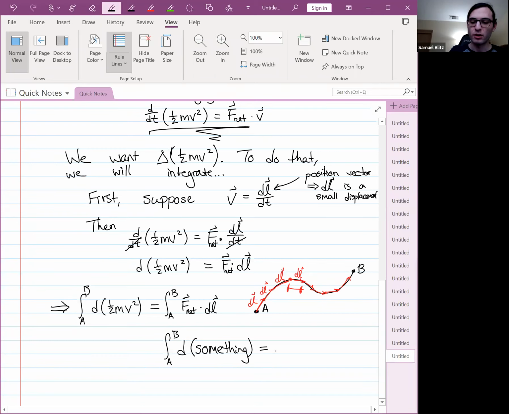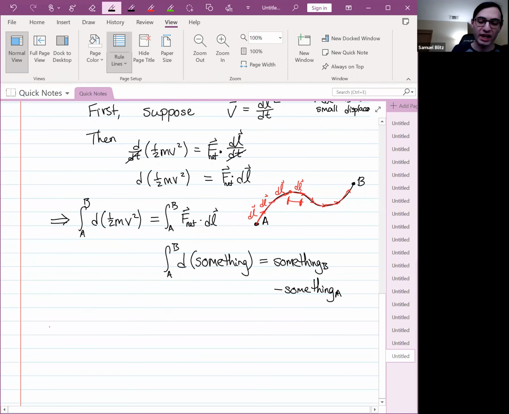This is just something at b minus something at a, right? It's just like if it was dx from 0 to 1, it would be 1 minus 0. So the left-hand side can be simplified fairly easily. It's just 1/2 mv_b squared minus 1/2 mv_a squared. And this is what we were aiming for, by the way. We get an equation for this, and then if we know v_a, we can solve for v_b. That's why we were headed this way the whole time.